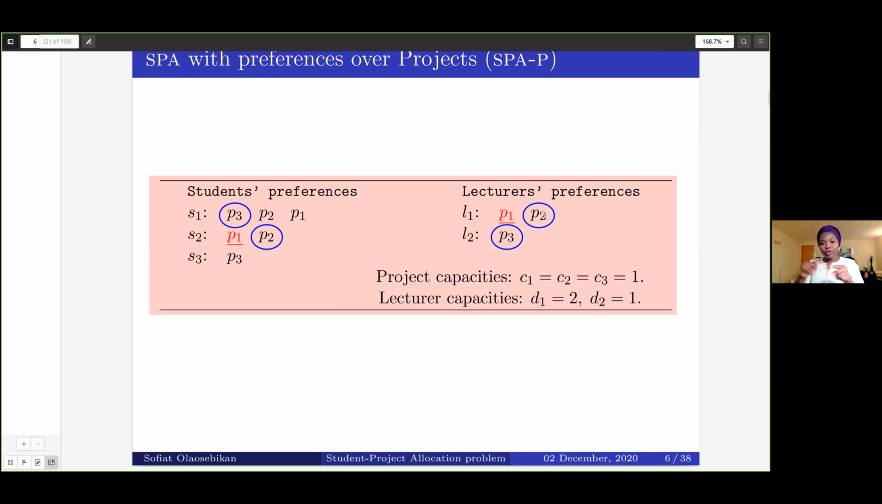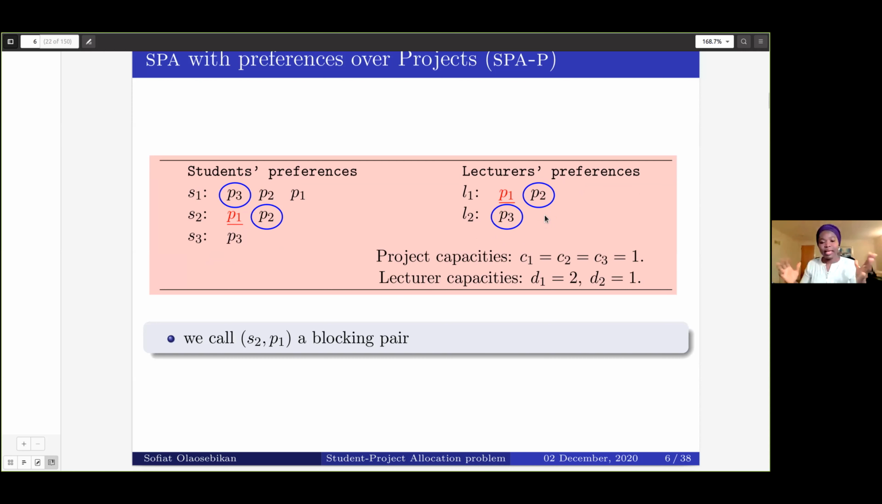So the two form a coalition, S2 and P1, which we call a blocking pair, because the student and the lecturer would be better off by swapping to the new project. And naturally, we say we want to avoid these kinds of pairs in our matching. There's no point going through the stress of finding a matching and then some student and lecturer form a blocking pair or form a coalition. So we want to avoid blocking pairs in our matching.